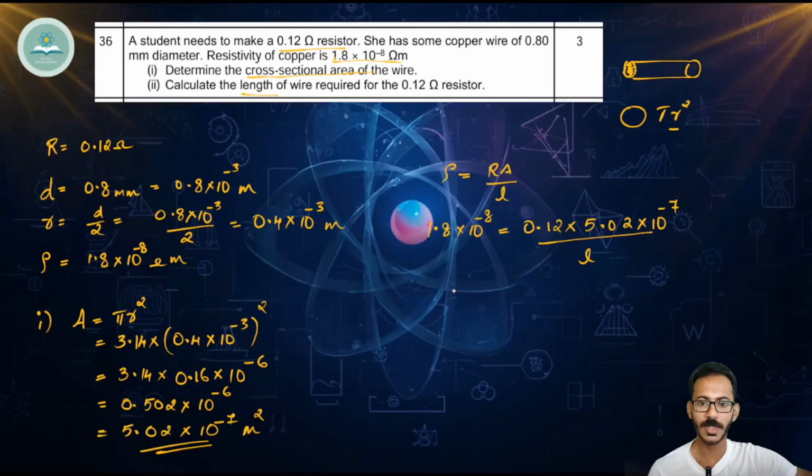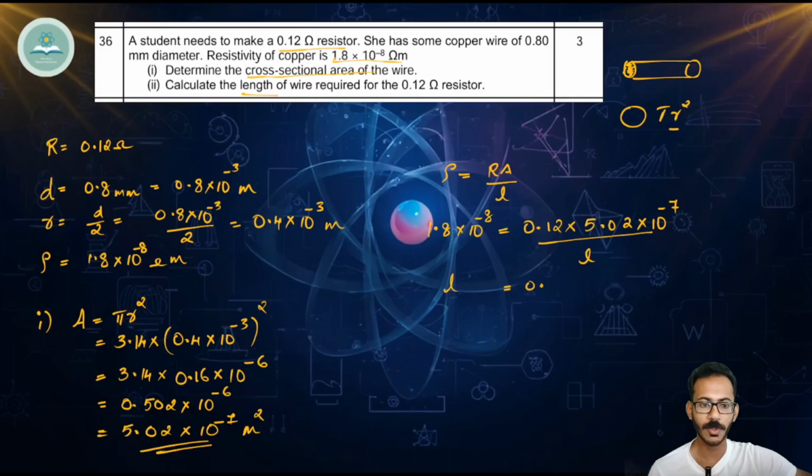Now I'll take L here, so L is equal to 0.12 into 5.02 into 10 raised to minus 7 all divided by 1.8 into 10 raised to minus 8. Here we have a 10 raised to minus 7 and 10 raised to minus 8. Both will get cancelled and 10 raised to minus 1 will remain here. So now it will be L is equal to 0.12 into 5.02 divided by 1.8 into 10 raised to minus 7.